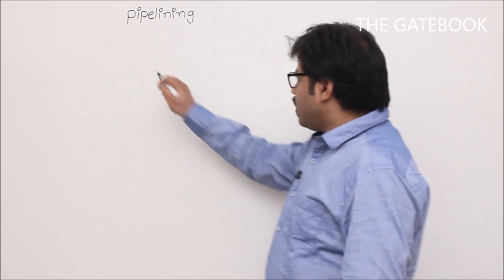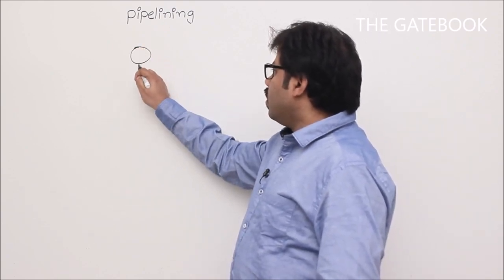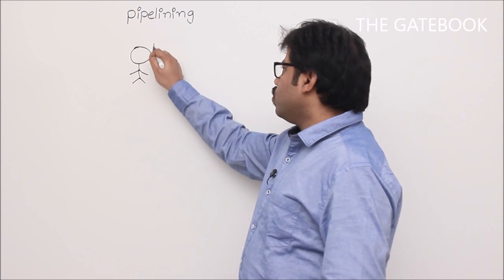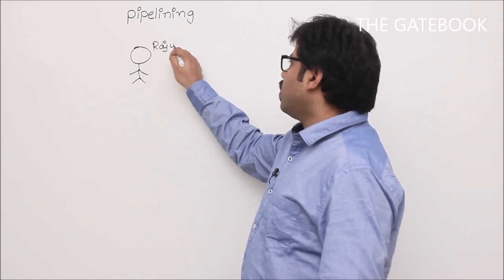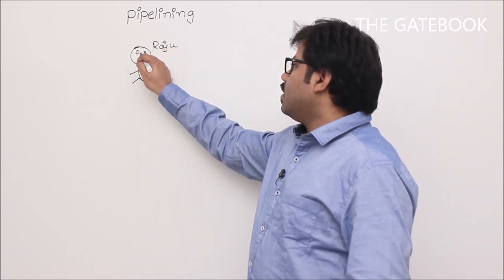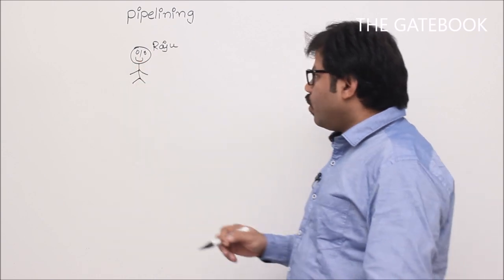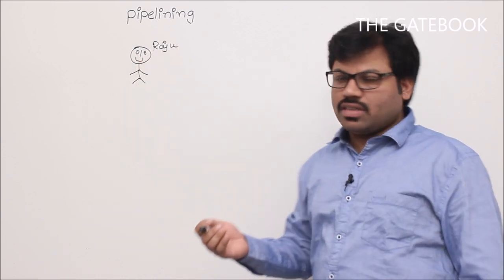To understand that, better you understand this analogy. Example, let's say you have one employee, let's call him Raju. You are going to have some hotel and he is an employee now. So Raju is going to make rotis. He is a roti specialist.